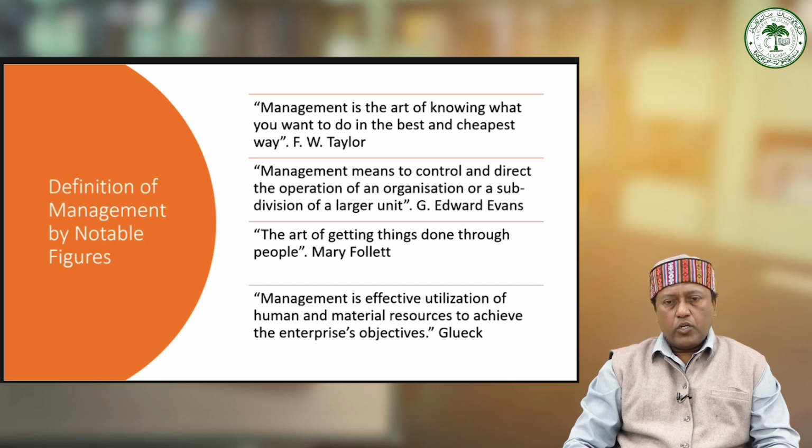Another definition, by Glueck: management is the effective utilization of human and material resources to achieve the enterprise objective. Here also, the emphasis is on human resource management and the resources. In general, management is the best utilization of 3 M's. 3 M's means your manpower, your machine, and money. If you can utilize these 3 M's in the best possible way, without overspending or underspending, you will be able to get the best in your organization. So this is the objective of management.